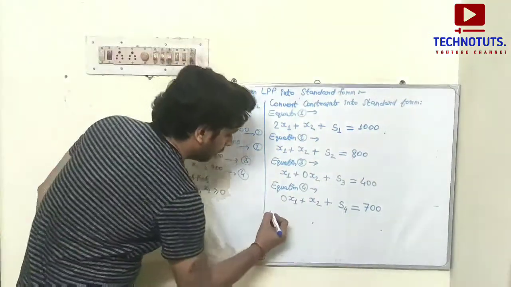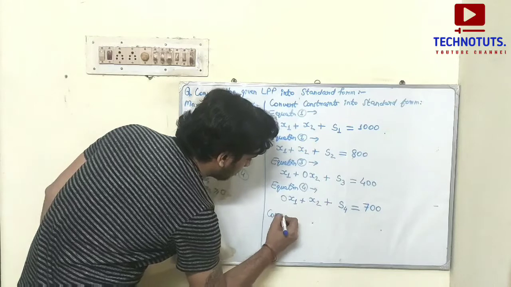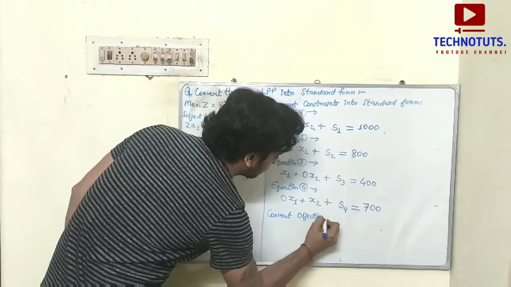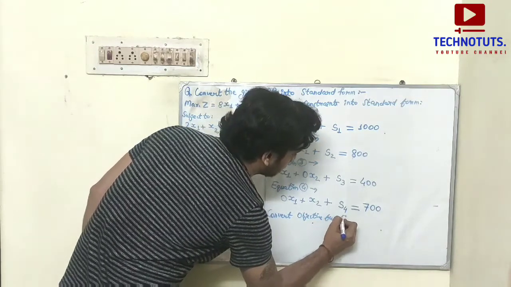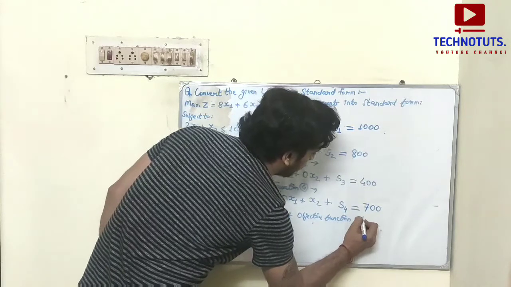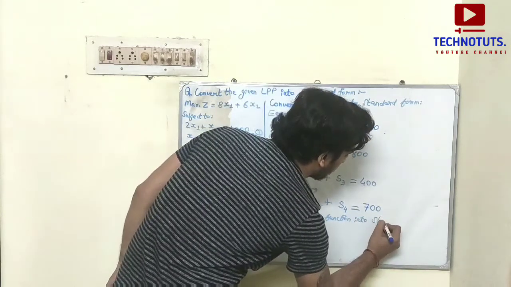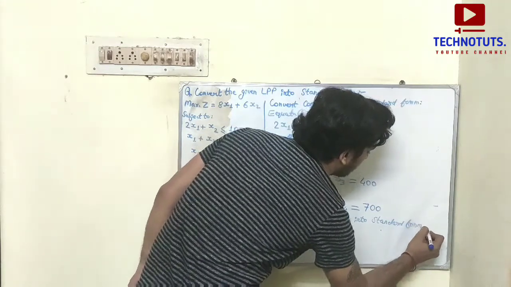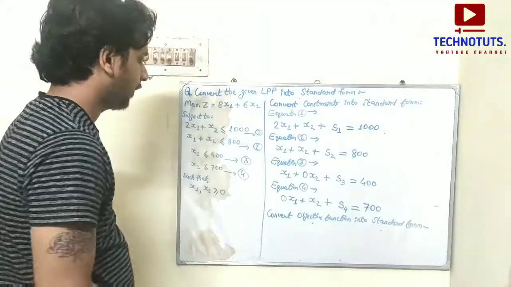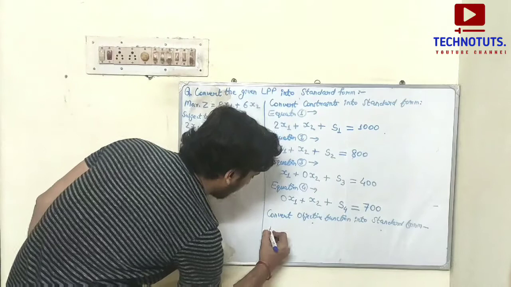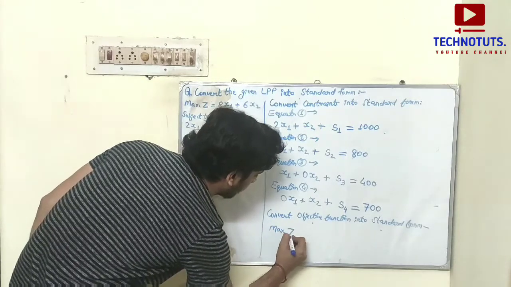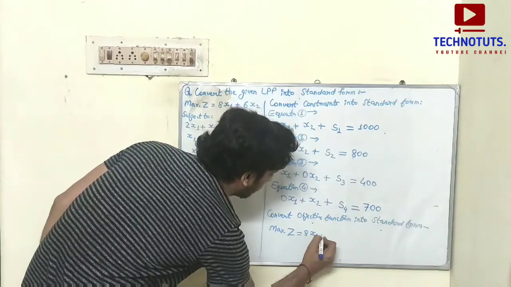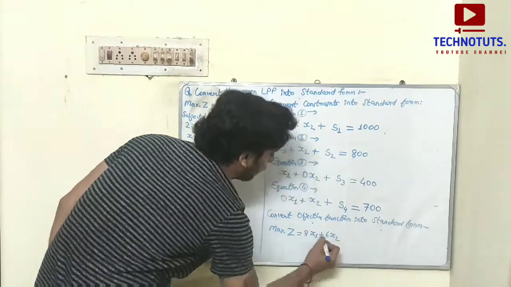Okay? So convert objective function into standard form. Okay, what is the objective function? Maximize z is equal to 8x1 plus 6x2. It is given in the question.